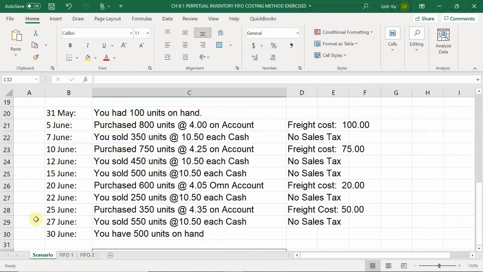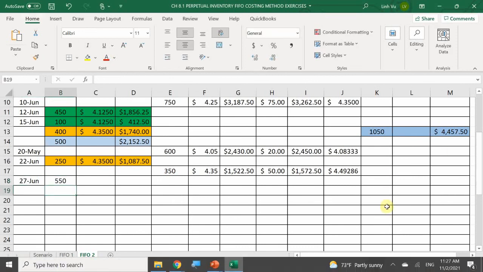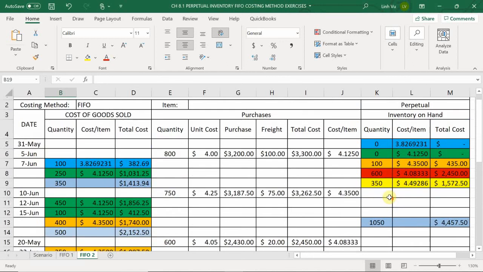So let's go ahead and see what happened next. Then lastly on June 27, you sold 550 units. Okay, and on June 30th, you have left 500 units. Okay, so 550 units is what we sold on the 27th of June. So let's take a look at our batches of inventory.